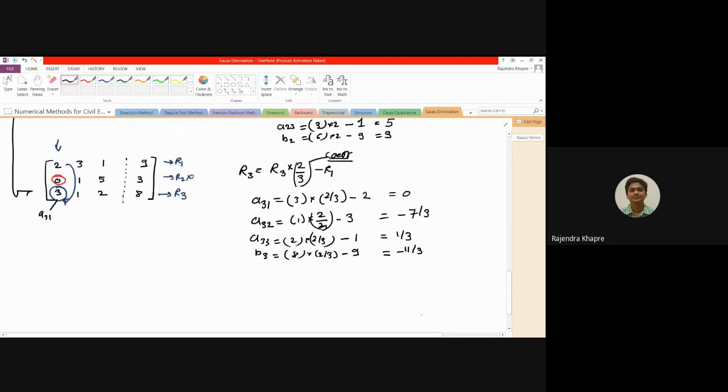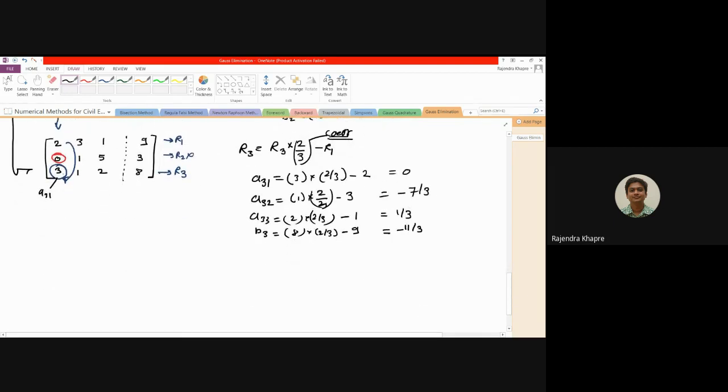Okay. So as a result of this, the given matrix will take a new shape. So this is 2 3 1, then we have a dotted line, this will be 9. The second row will remain the same because we have not done any calculations in this step for the second row. The third row will be completely different, so this will be 0, this will be minus 7 by 3, this will be 1 by 3, and this will be minus 11 by 3. Okay, so have you understood this?